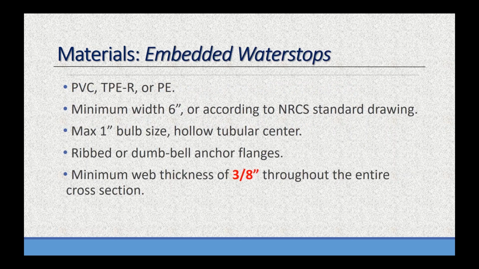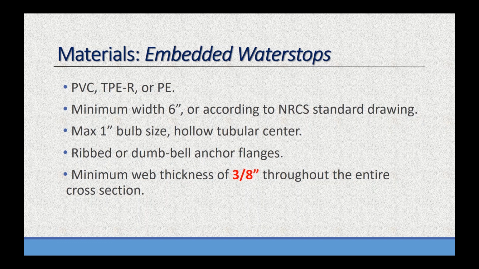Materials for embedded water stops, very similar to the past. There are some changes. It's PVC, TPR, or PE, minimum width 6 inches, or according to NRCS standard drawings. Pay attention to the NRCS drawings. There may be some changes. There may be some difference in water stops, but for the most part, it's a minimum width of 6 inches. Max 1-inch bulb size, hollow tubular center, ribbed or dumbbell anchor flange.